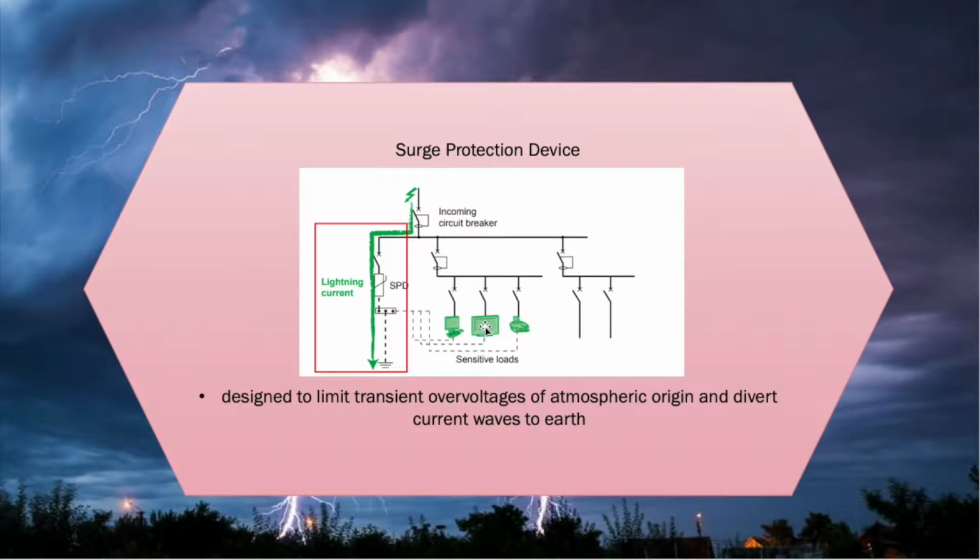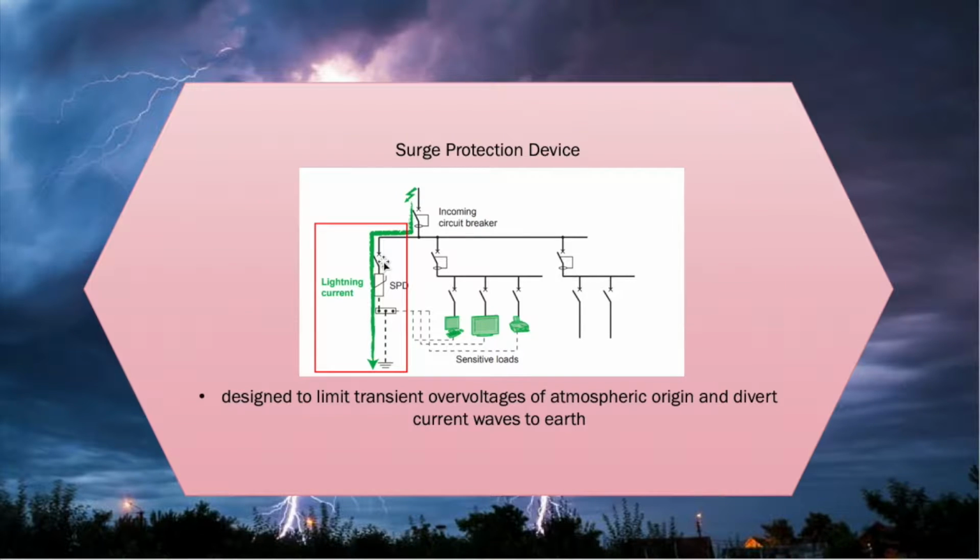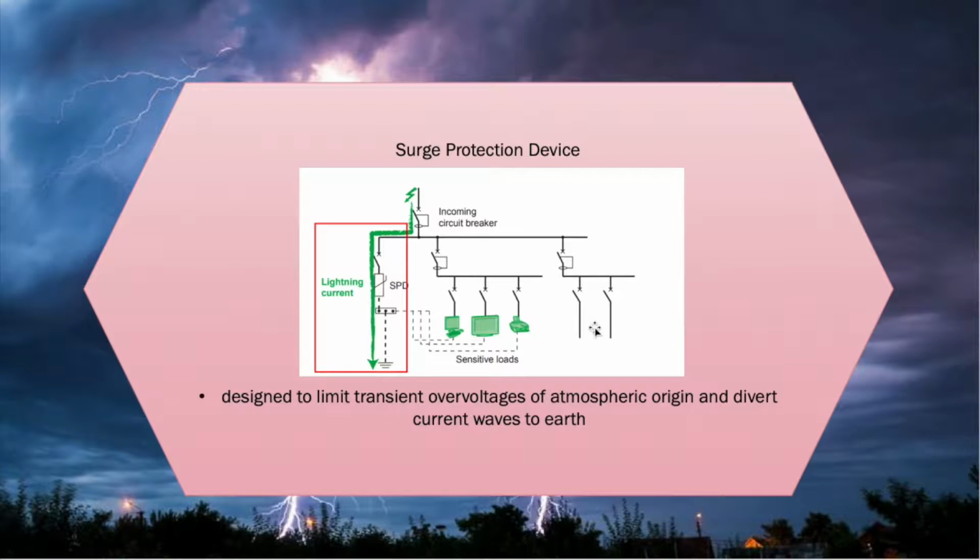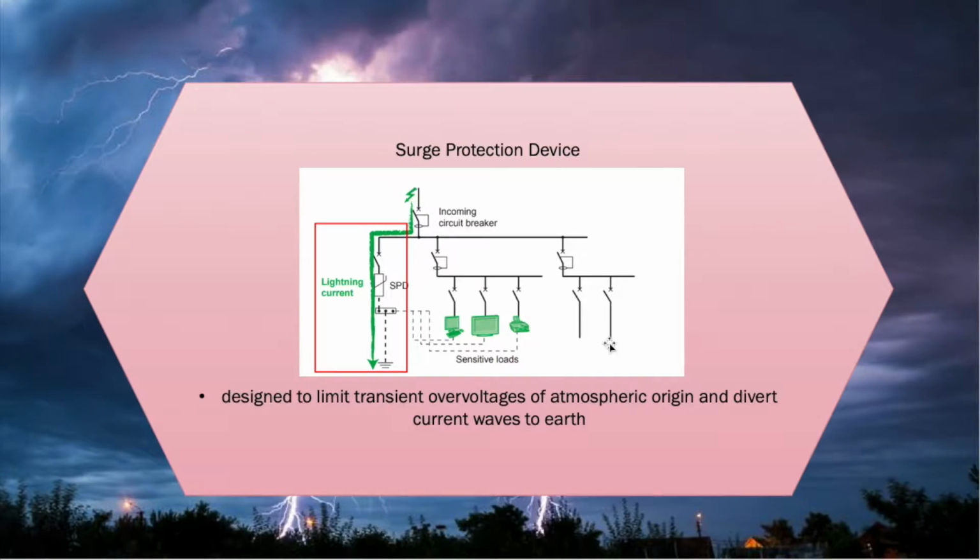For the indirect strike, surge protection device is the choice. It is designed to limit transient overvoltage of atmospheric origin and divert current waves to earth. The main concern of SPD is to protect the electrical and electronic devices from overvoltage. A surge protector attempts to limit the voltage supply to an electrical device by blocking or shorting to ground any unwanted voltage that is above the safe limit.